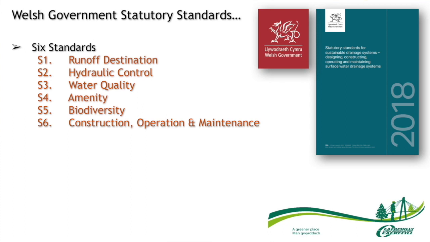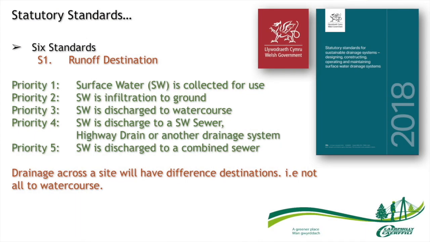So, your runoff destination. This standard addresses the use of surface water by the development and where it should be discharged. The aim is to ensure that the runoff is treated as a resource and managed in a way that minimises the negative impact on the development, on flood risk, morphological and water quality. So priority one is the preferred solution, it's the highest priority, and then four and five in exceptional circumstances. Obviously the combined sewer, the highway system and the surface water sewer is going to be overloaded already. So they have to follow this hierarchy.